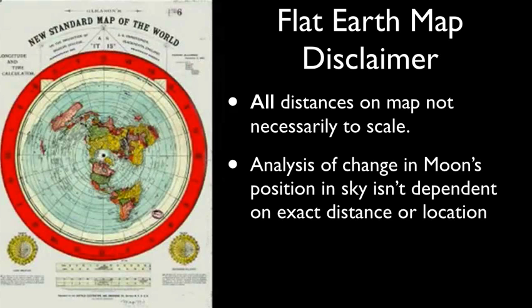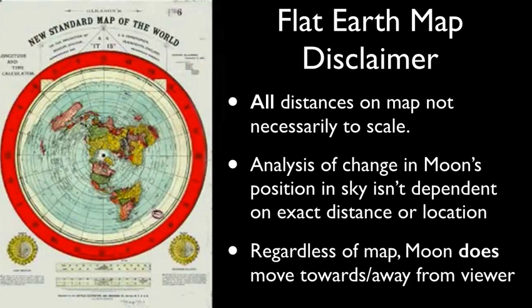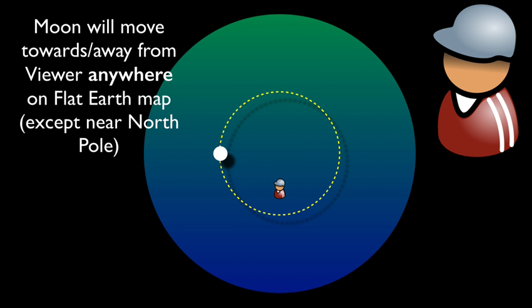The exact distance or location isn't important for analyzing speed because regardless of location on the map, except for the North Polar region, the moon moves towards or away from the viewer from Moonrise through its peak to Moonset. If the observer isn't near the North Pole, the moon will move towards or away from the viewer at the start and end of its journey across the sky.